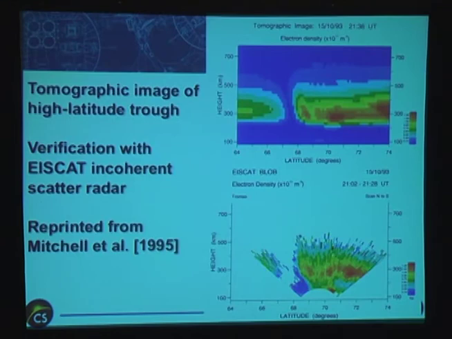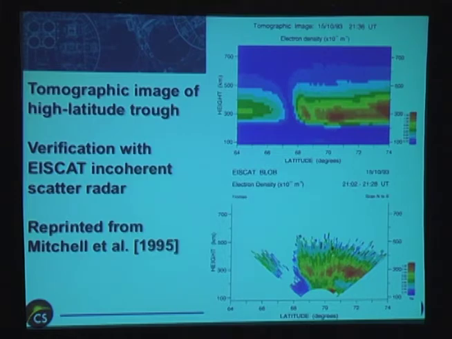Another famous one from this time was again from Professor Mitchell in 1995. And this is the tomographic image. Now it's IceCat, and you can see the trough represented very well, the low latitude structure, this poleward blob structure right on the other side of the trough that shows up there. Even this down here seems to show up a little bit. So it was a very, very nice reproduction of the incoherent scatter radar.